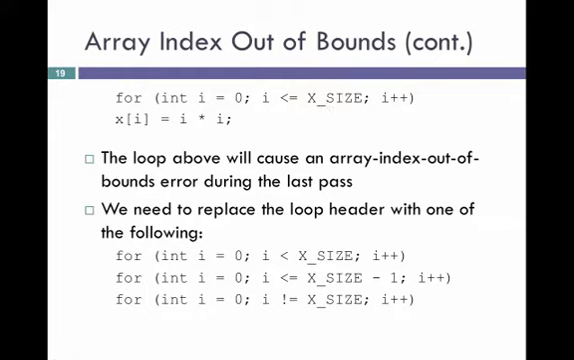So any of these three options would correct the problem. We should start at 0 and have less than size instead of less than or equal. Or we could start at 0 and say less than or equal to x size minus 1. Or we could start I at 0 and increment it 1 by 1, and then we'll stop when it's equal to x underscore size.